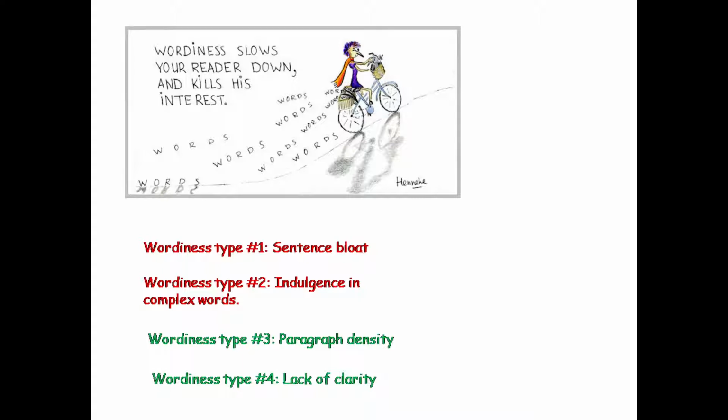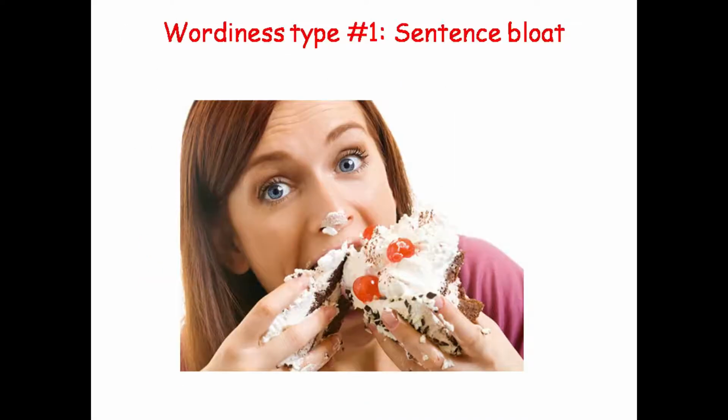Today's video will focus on two types of wordiness, the ones shown in red. And the next video is going to talk about two other types of wordiness. The first type, which I like to call sentence bloatation.